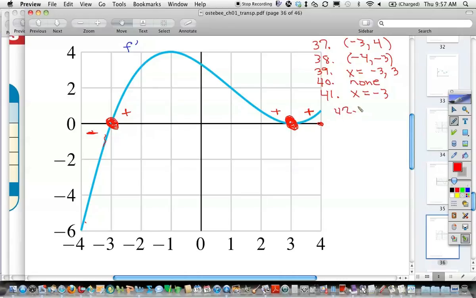42. Is F concave up at X equals 2? X equals 2 is right in here somewhere. If you got the chart in front of you, F is concave up if F prime is increasing. Okay? Is F prime increasing right there? It's going down. So the answer is no, and you'd say because F prime is decreasing, not increasing.